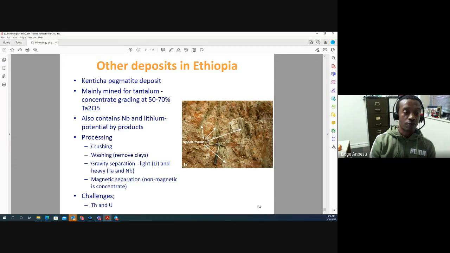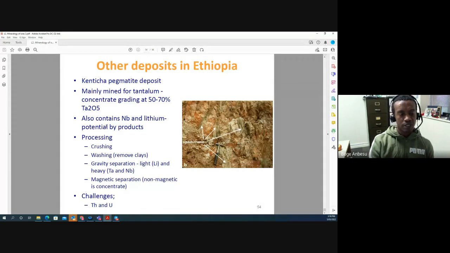And also there's a lot of niobium in it as well. Again, as much as tantalum, there's a lot of niobium. So again, that could be a potential byproduct. If you use a proper processing method, there is no reason why you can't recover all of them. But I think the process they use now is very simple. And maybe that's why it's just designed towards recovering the tantalum concentrate only. But there should be possibilities to recover the lithium and the niobium as well.